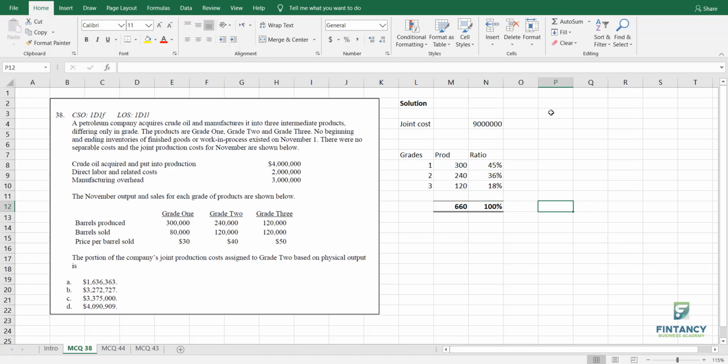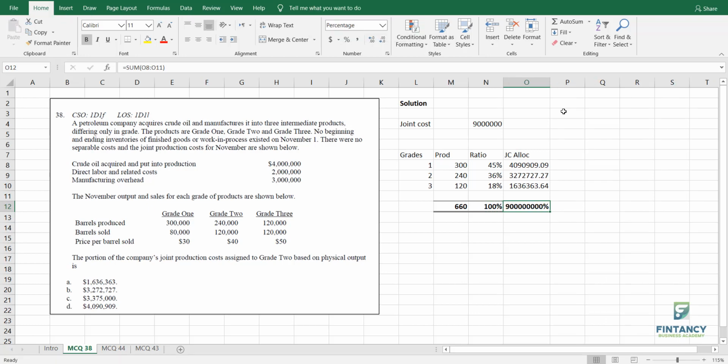Okay. So my friends, how much will be the allocation? JC. JC means joint cost. Joint cost allocation, you will take this figure. Again, you can fix it. You can fix this figure and multiply with the ratio. So like this, your allocations will come. Getting the story, everyone? Total should match with your joint cost.